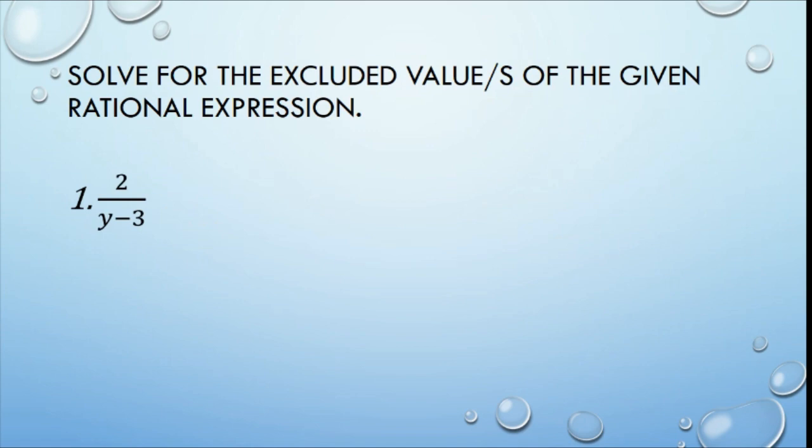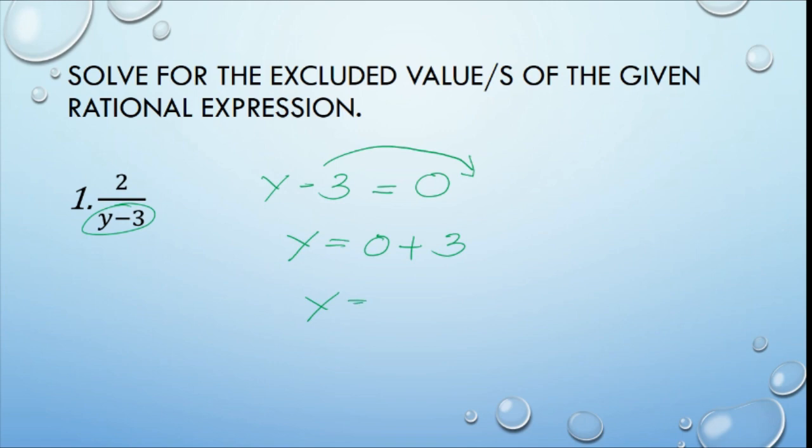Number 1, the given is 2 over y minus 3. So, all you have to do is to equate the denominator to 0. So, our denominator here is y minus 3. So, the solution will be y minus 3 equals 0. Okay? Then, transpose negative 3 on the other side and apply the additive inverse, or write the additive inverse. So it's like y equals 0, from negative this will become positive na po. Okay? And 0 plus 3 is 3.